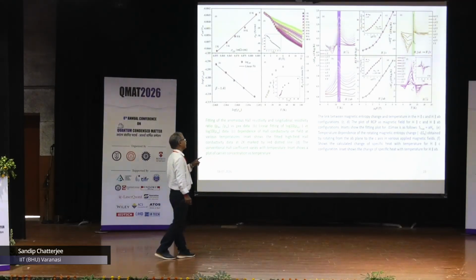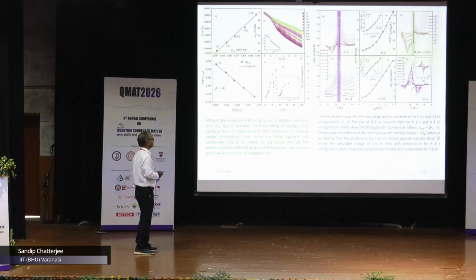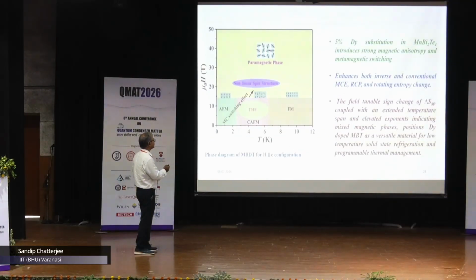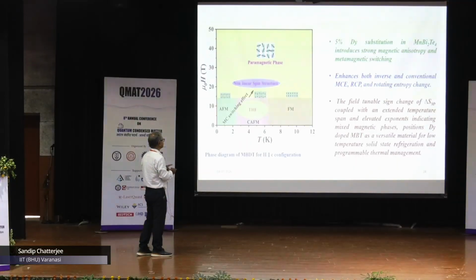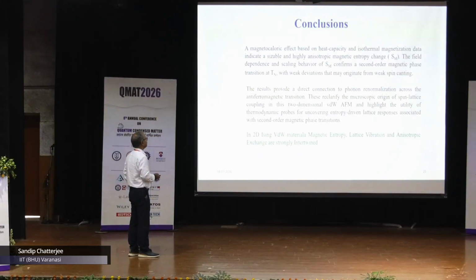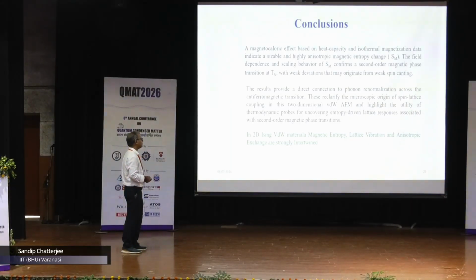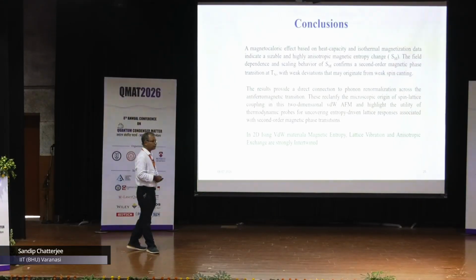So again it is established that for two-dimensional systems, it is a very potential thermodynamic probe to find the different phases. This is the phase diagram. This shows that the Lorentz space structure, or topological Hall effect, becomes more stable with the doping of dysprosium. The conclusion of this talk, as already discussed: in 2D Ising PDW materials, magnetic entropy, lattice vibration, and anisotropy exchange are strongly intertwined.